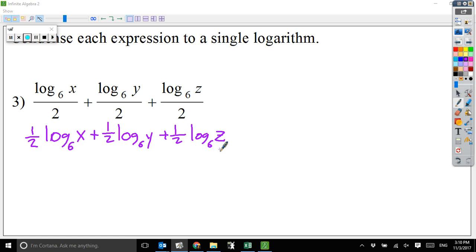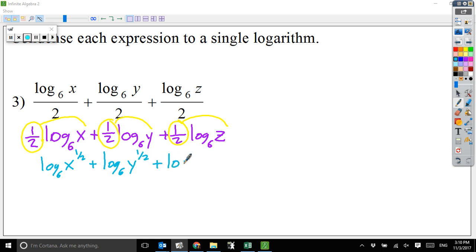Okay. And then, just like before, I'm going to apply that property and say that whatever's in front, I can move to the exponent. That gives me log base 6 of x to the 1/2 plus log base 6 of y to the 1/2 plus log base 6 of z to the 1/2.